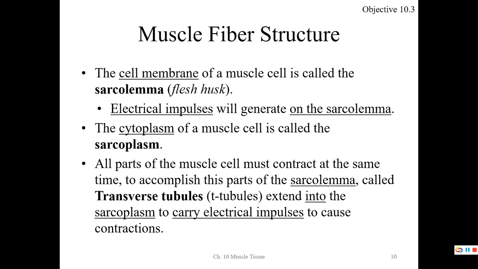To do this, there are holes in the sarcolemma that extend down into the sarcoplasm, into the muscle, and it takes these electrical impulses deep into the muscle. These are called transverse tubules, parts of the sarcolemma that go down into the muscle. We call them T tubules for short. These T tubules will carry that electrical impulse down in the muscle and ultimately cause a muscle contraction. We're going to see this is very important.